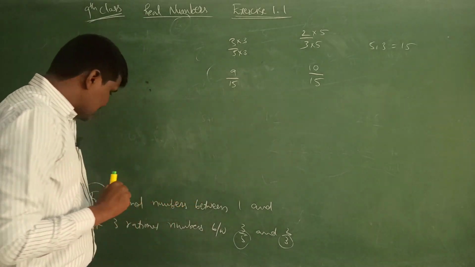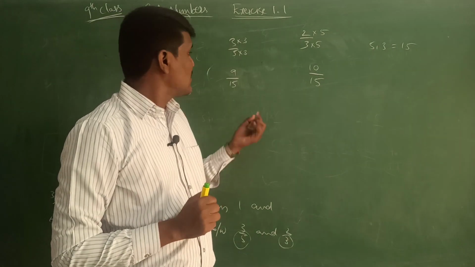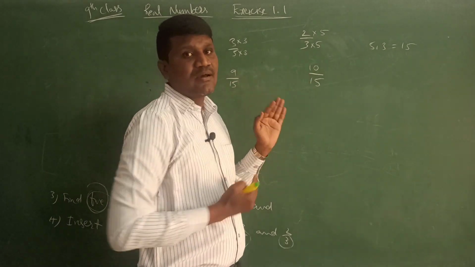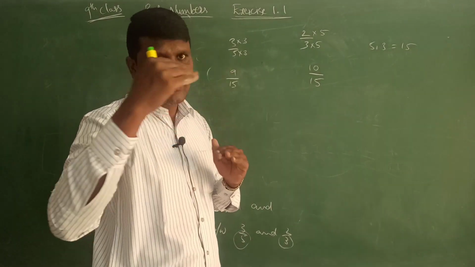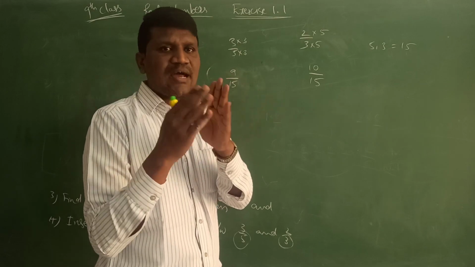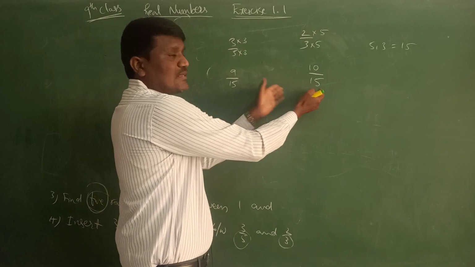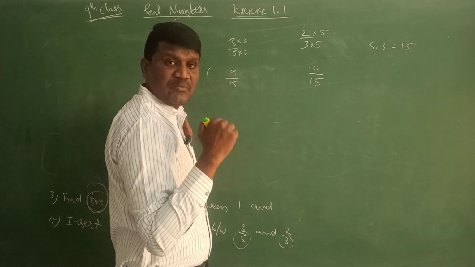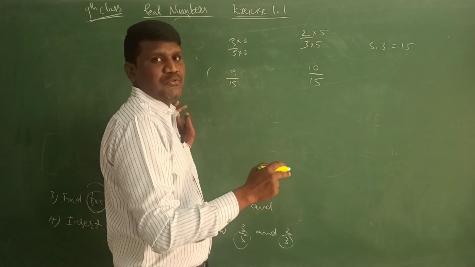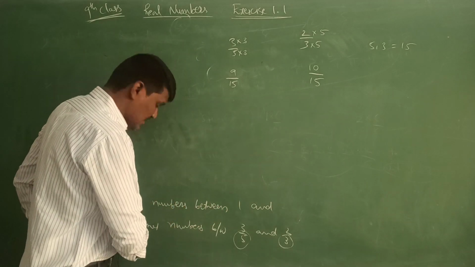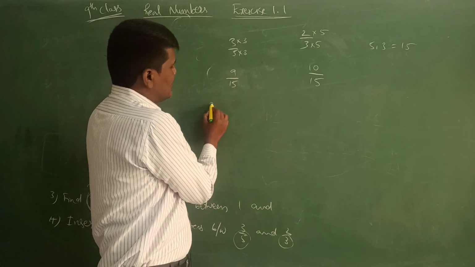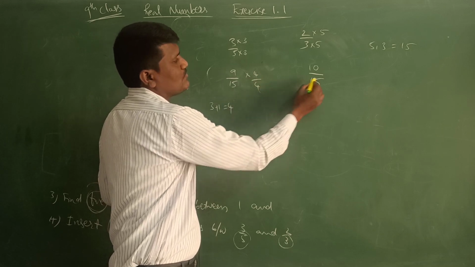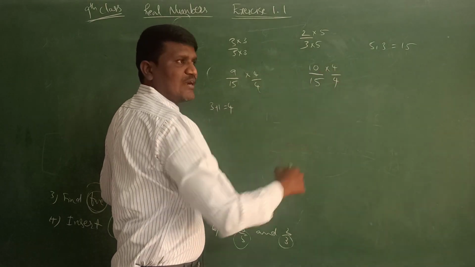How many numbers did they ask? Insert 3 rational numbers. But if you observe 9 and 10, no numbers can be added between them. Previously it was -3 by 11 and 8 by 11, so some numbers could be added. So after converting, if nothing remains between 9 and 10, we cannot insert. So what should we do then? How many numbers did they ask? 3 numbers, right? So 3 means 3 plus 1, which is 4. So multiply and divide by 4.